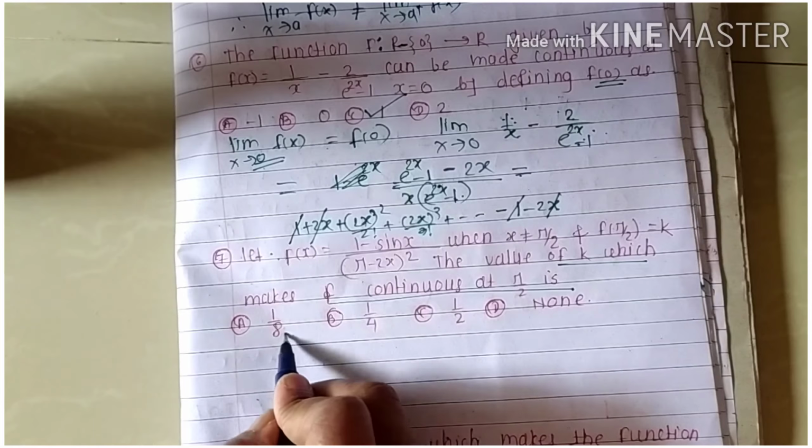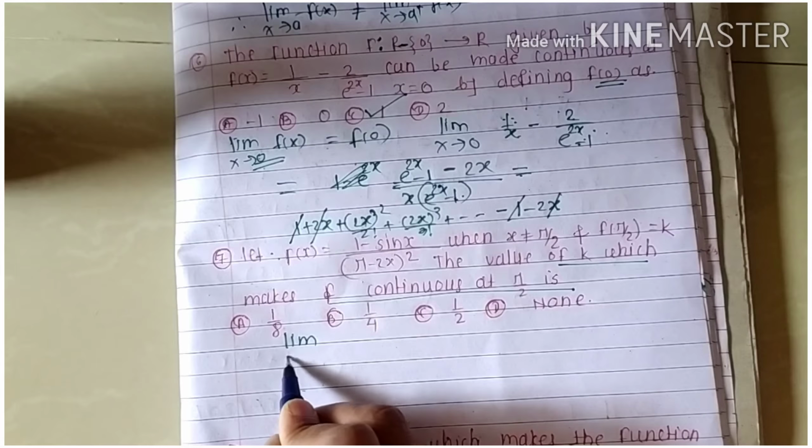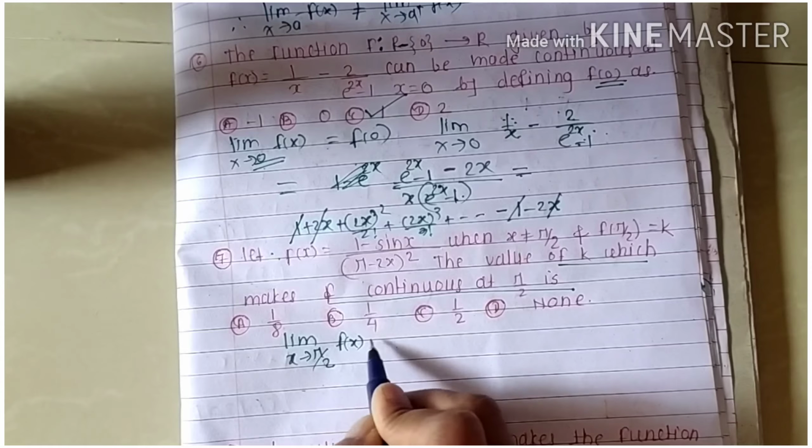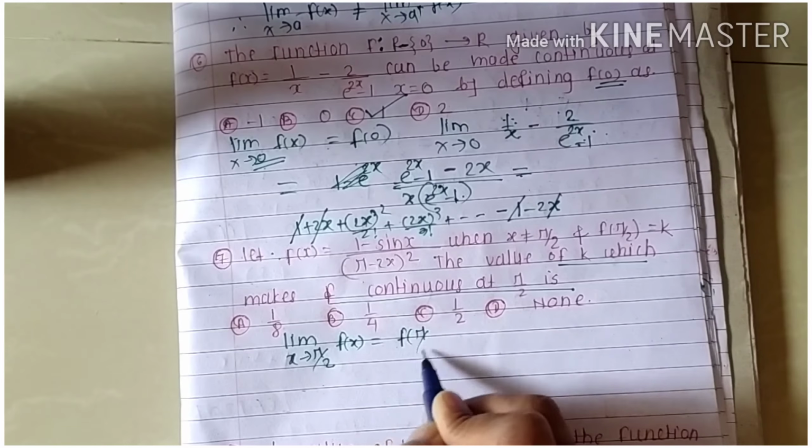Here, when the function is continuous at x equal to pi by 2, we have to find the value of k. That is, limit x tends to pi by 2 of f of x, when it is continuous, is equal to f of pi by 2.